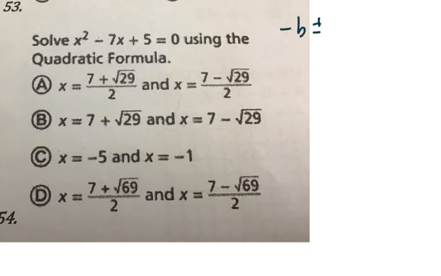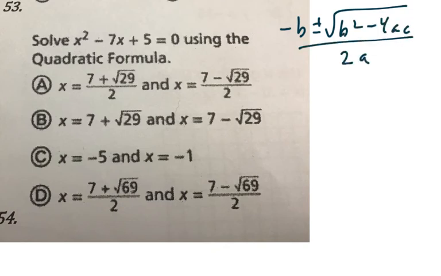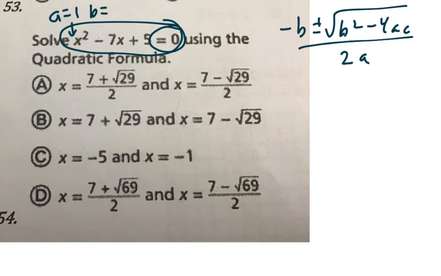Negative b plus or minus square root b squared minus 4ac, all divided by 2a. So here's our given problem. It's equal to 0. And so we know that our a has got to be 1. Our b has got to be negative 7, and our c is always a constant at the end, 5 in this case. And we just need to plug it in the formula.